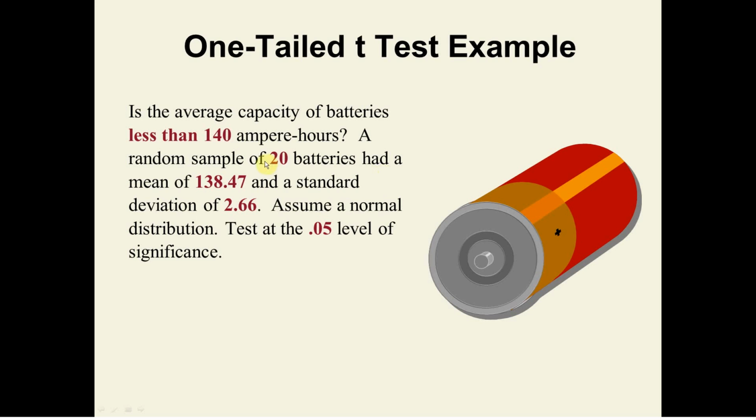Notice that it's less than 30, so we'd have to check that our population data is normally distributed. Let's say we get a sample mean of 138.47 ampere hours. It seems kind of close to 140, but is it close enough to conclude that the capacity is less than 140? I don't know. Let's find out. Let's say it has a sample standard deviation of 2.66, and we want to test at the 0.05 level of significance, otherwise, the 95% confidence level.